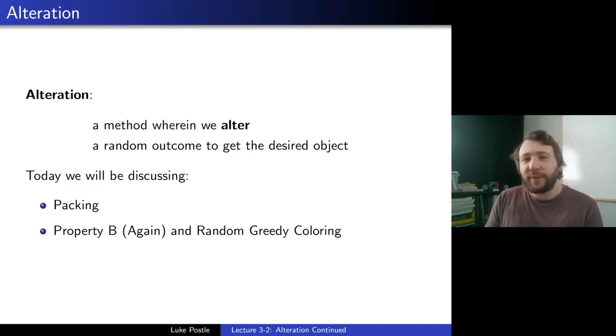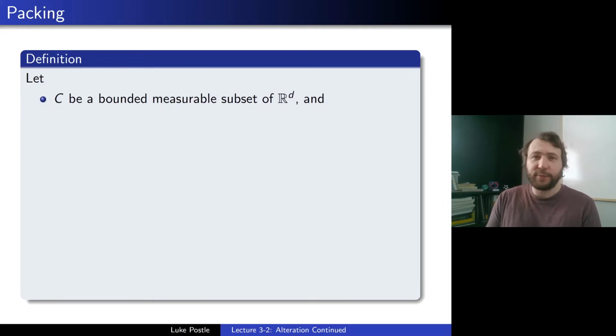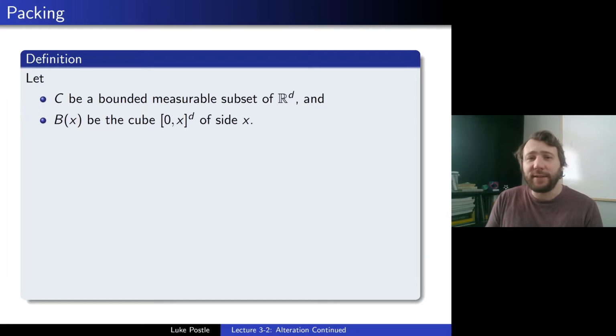So let's start with our first example about packing. This will be in the realm, again, of something like combinatorial geometry. So let C be a bounded measurable subset of R^d. So we're in d-dimensional space there, and we have a certain type of set. It's going to be bounded, it's going to be measurable. And we're going to let B of x be the cube [0,x]^d of side x. So this is the d-dimensional cube of side length x.